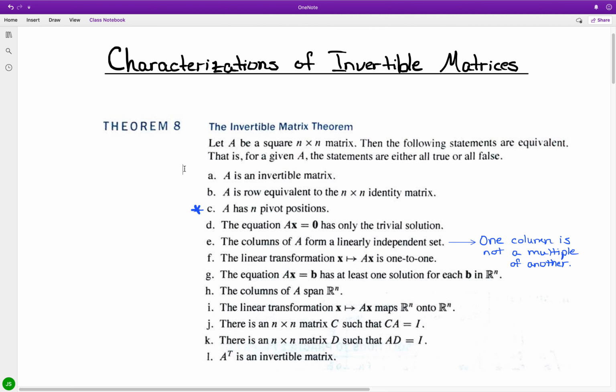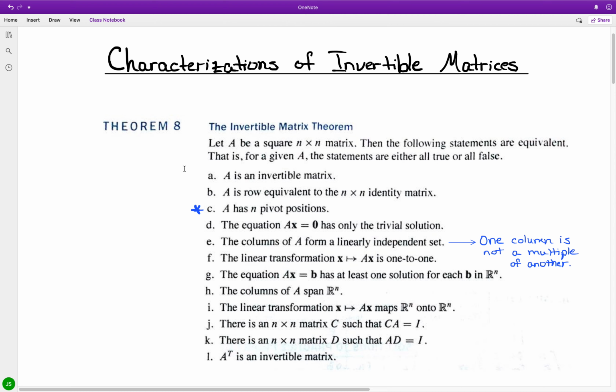Okay, for the next topic, we have characterizations of invertible matrices. Regarding a given square matrix A, again, square matrix in the sense that the number of rows is the exact same as the number of columns. For a given square matrix A, in the invertible matrix theorem, we have this list of statements to either be all true or all false.